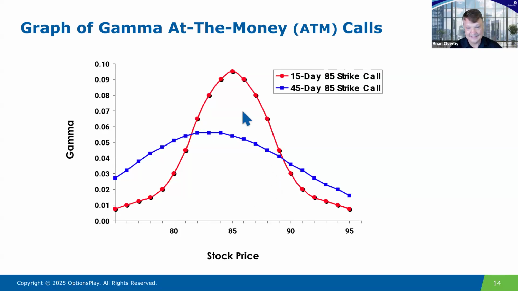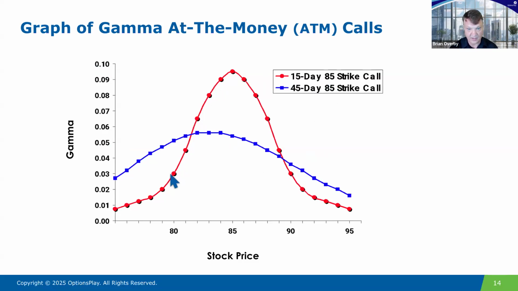Okay, hopefully. Graph of gamma at the money. You've got a 15-day 85 strike call. The 15-day has very high gamma, almost 10 cents in this instance on this 85 strike call. On the 45-day, it is less. It is down around 5. And it's skewed a little bit in this direction, and that's exactly because of the things that I talked about, and that's why I talked about them. This is the 45 strike. You see that the peak is just not quite as high.